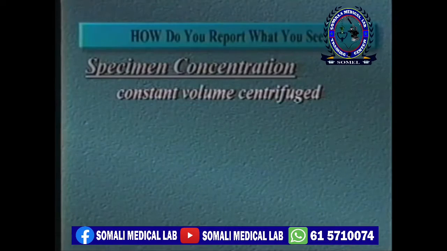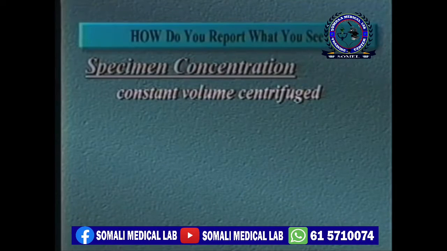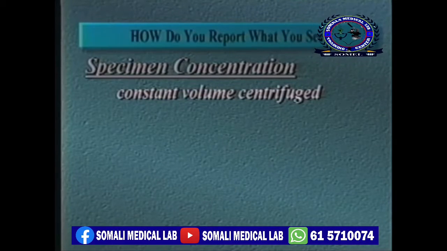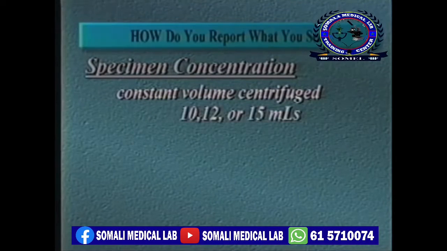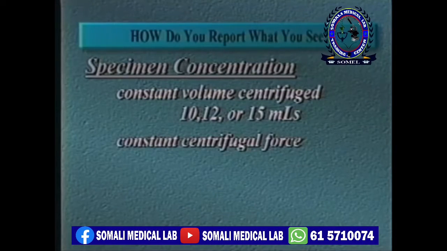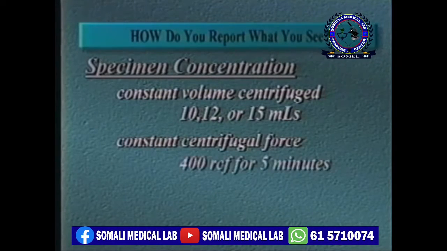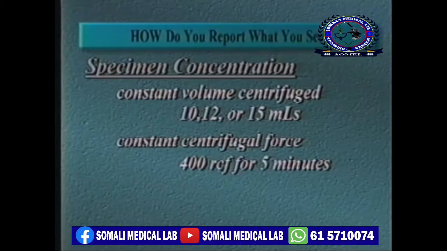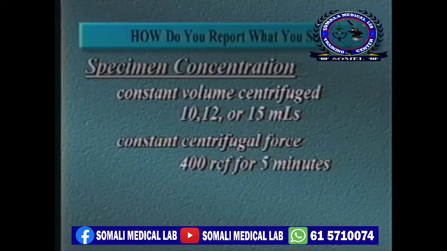Standardization of the technique used in concentrating the specimen is important. A constant amount of urine should be centrifuged on each patient. The recommendation is 10, 12, or 15 mL. The centrifugal force should also be constant. The recommendation is a relative centrifugal force of 400 for 5 minutes.